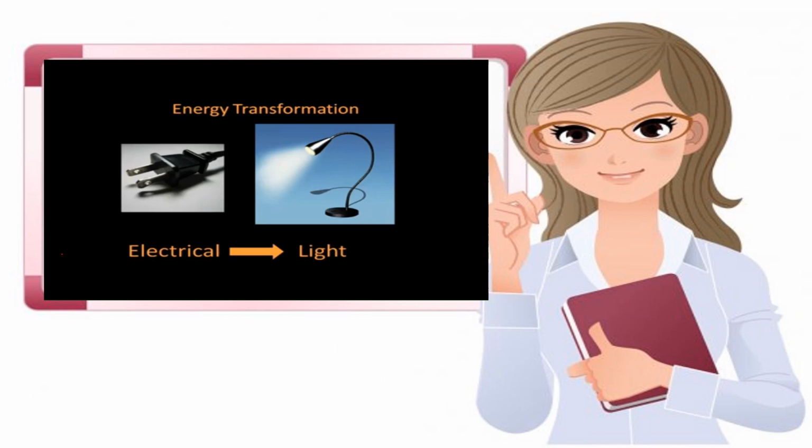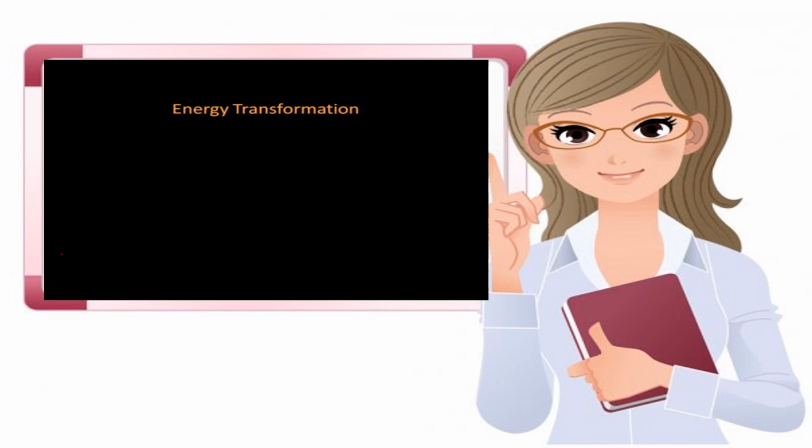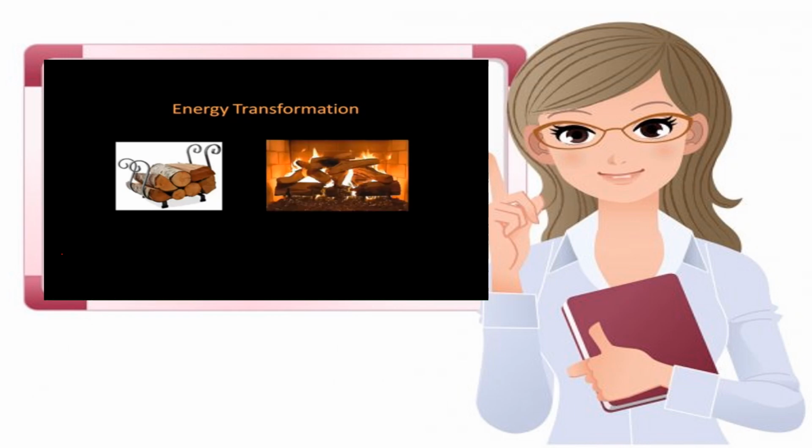It's still energy, it has just changed form. Here's another example. Firewood is chemical energy. Remember, chemical energy is energy stored inside something, waiting to be used. When you burn the firewood, that chemical energy is transformed into light and heat energy. The energy transformation is from chemical to heat and light.